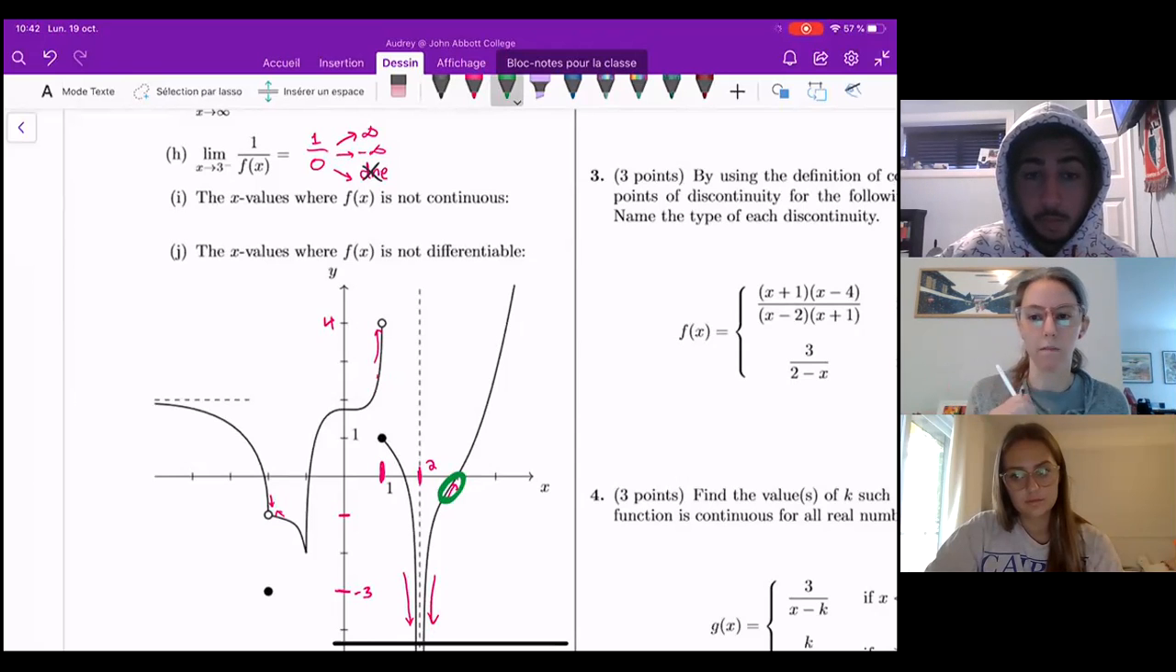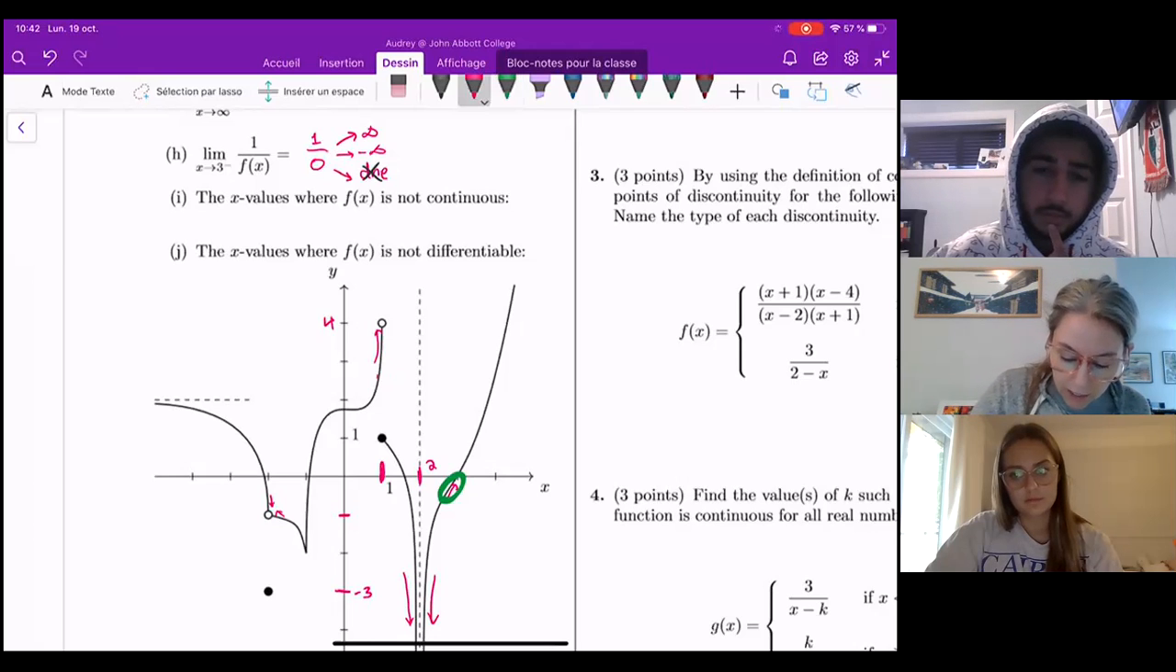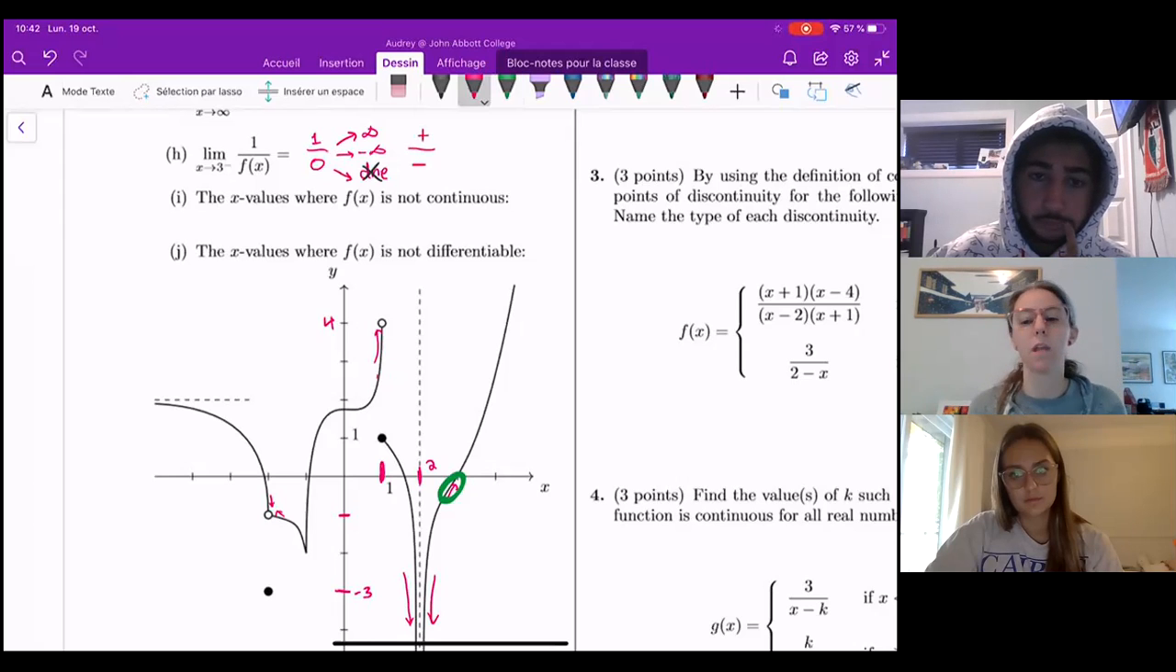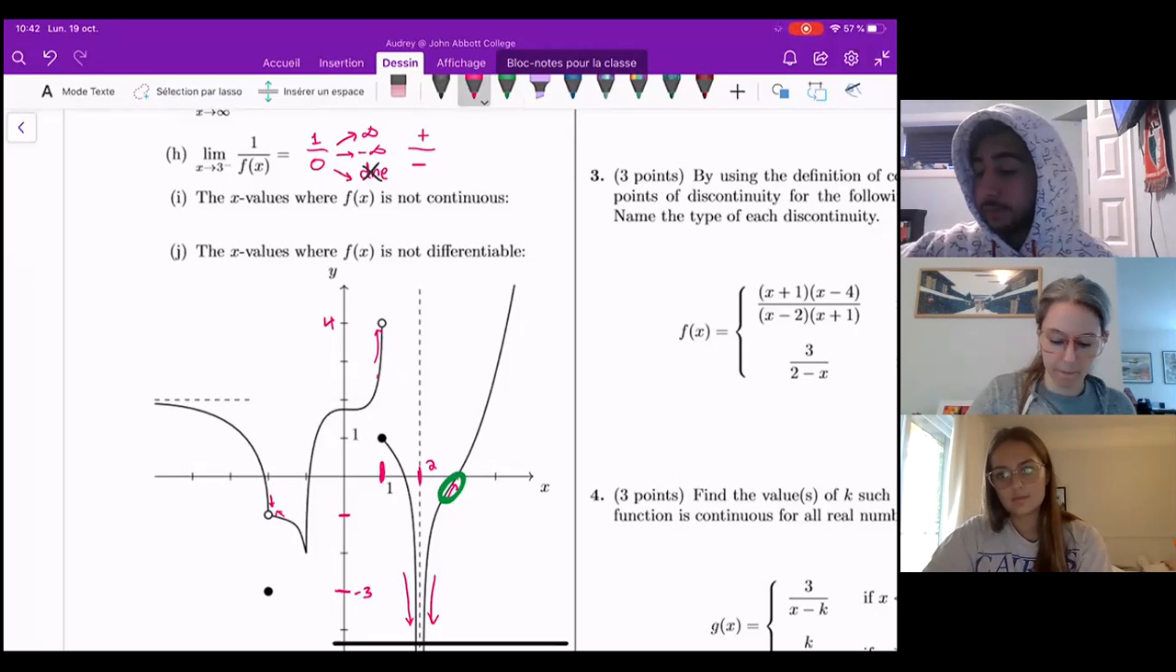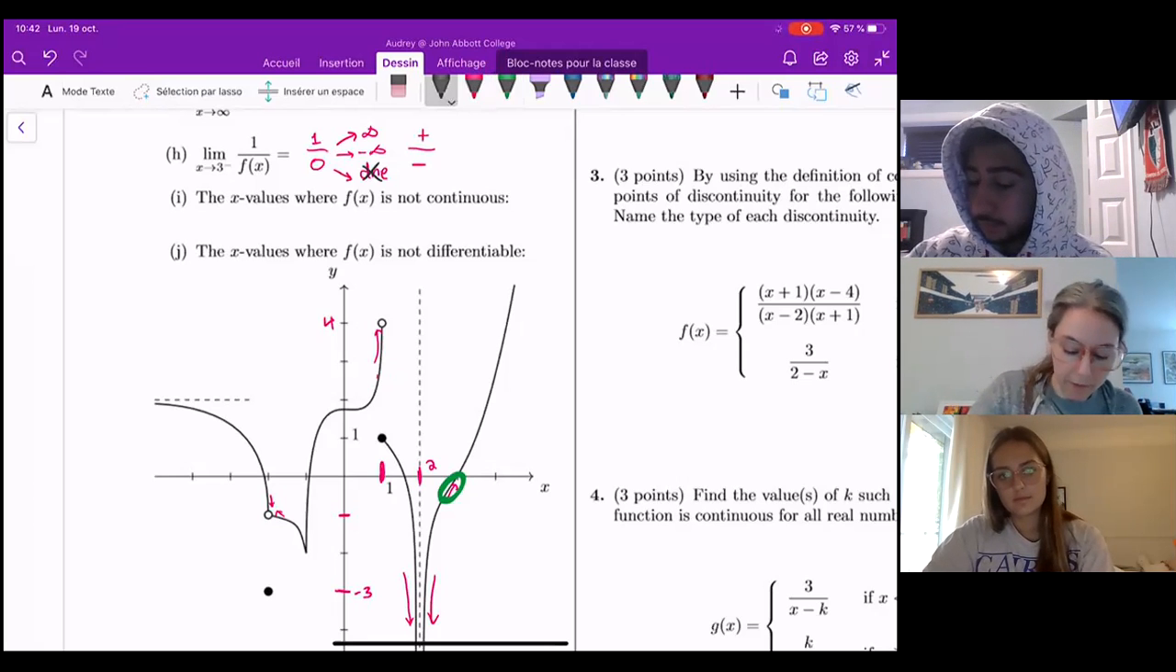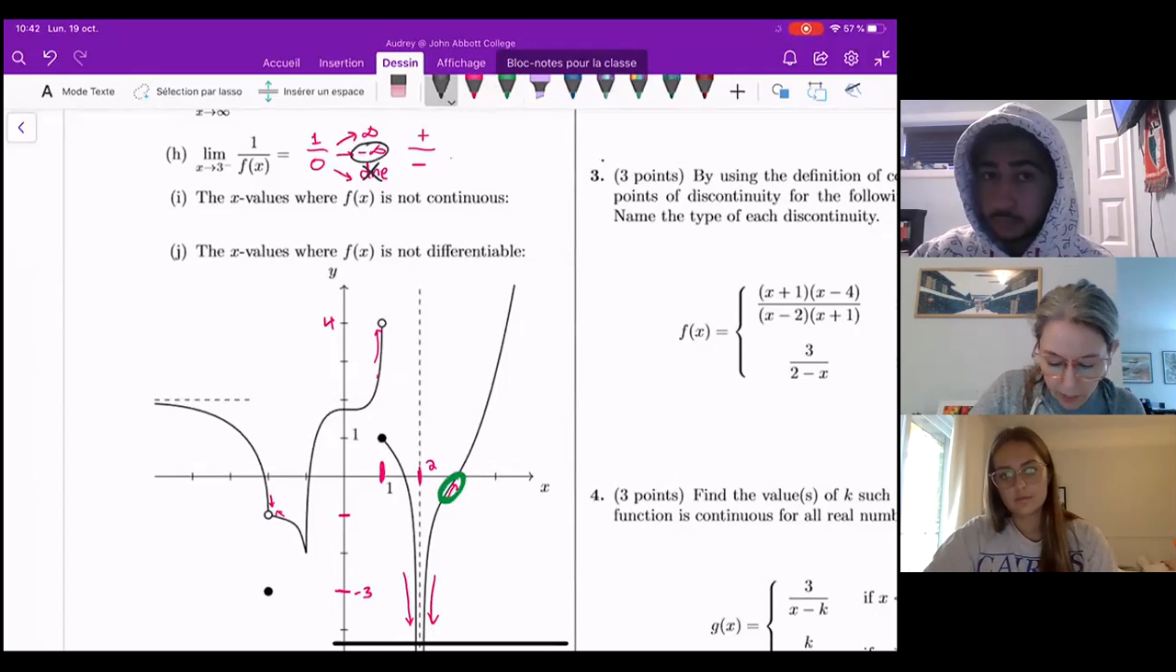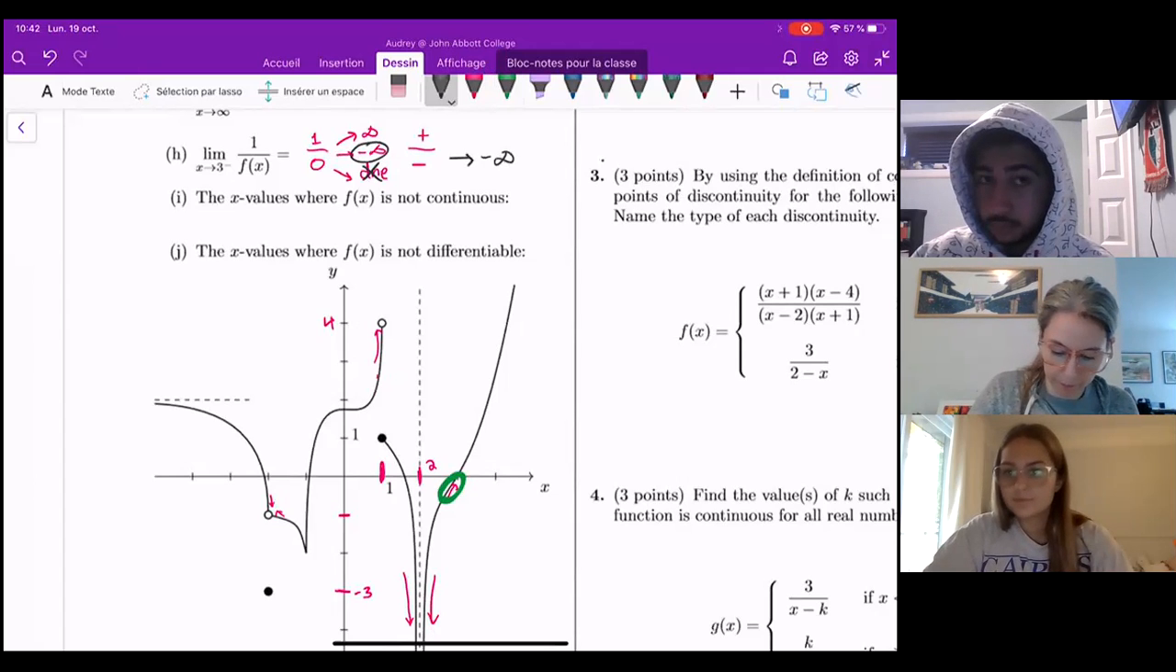What I just circled in green. Positive, negative. It's negative. So what I have here, it's like I have 1 is positive, 0 is negative. So which one do you think it is? Is it positive infinity or negative infinity? Negative. You got it. The value here is negative. So the answer is just negative infinity.